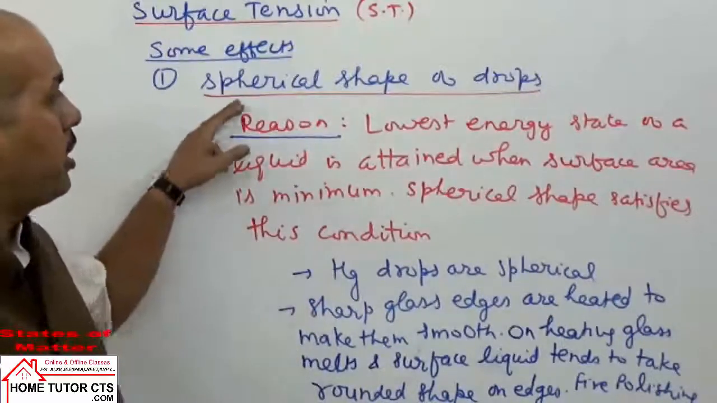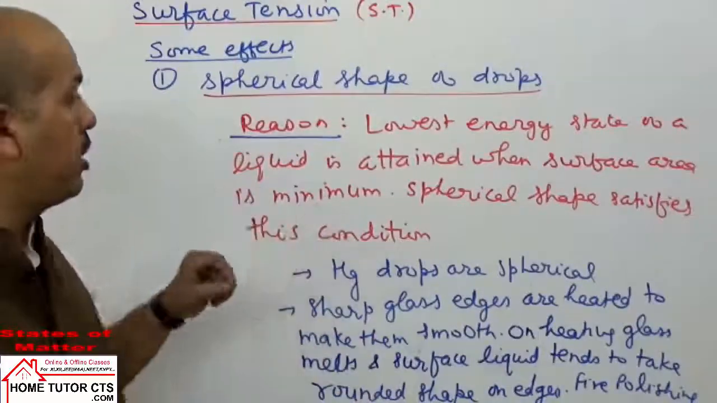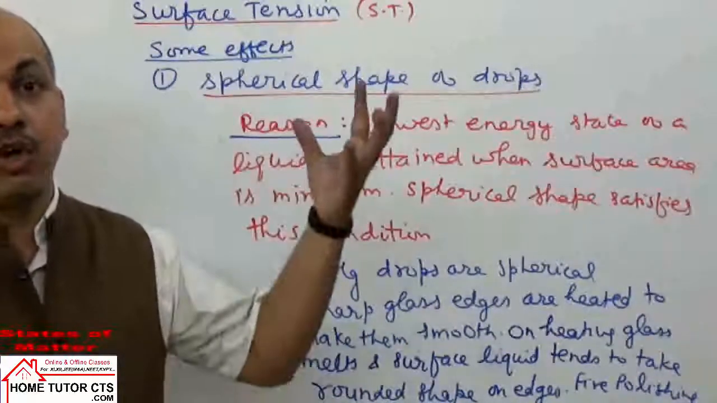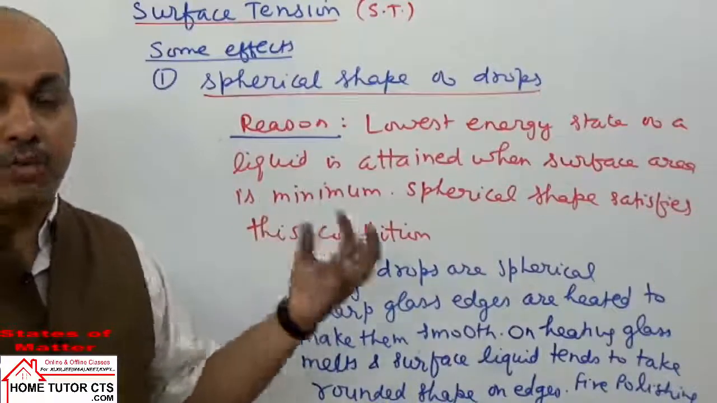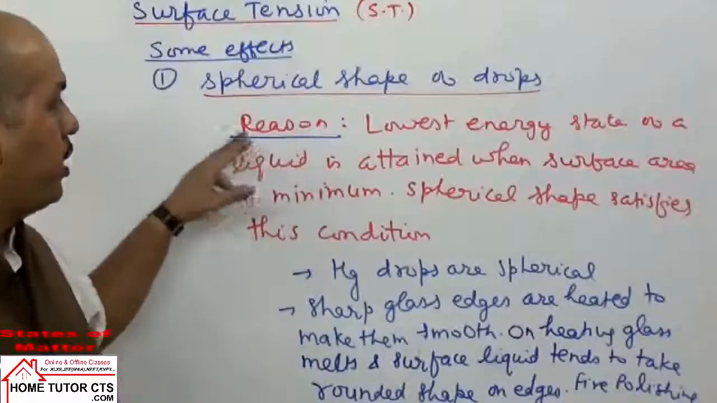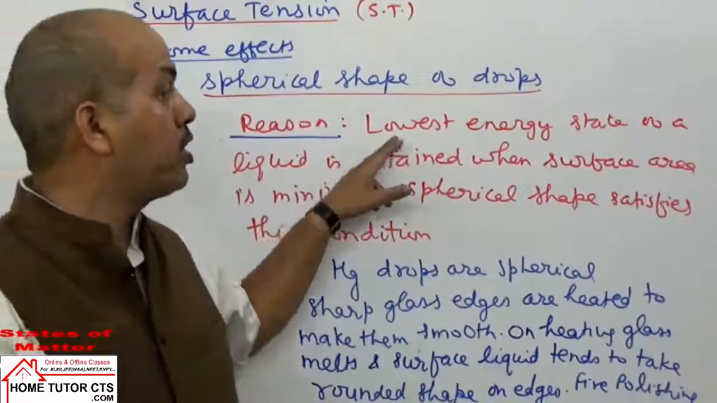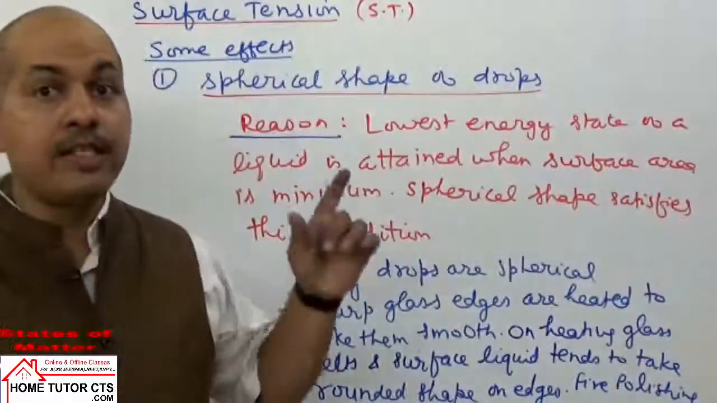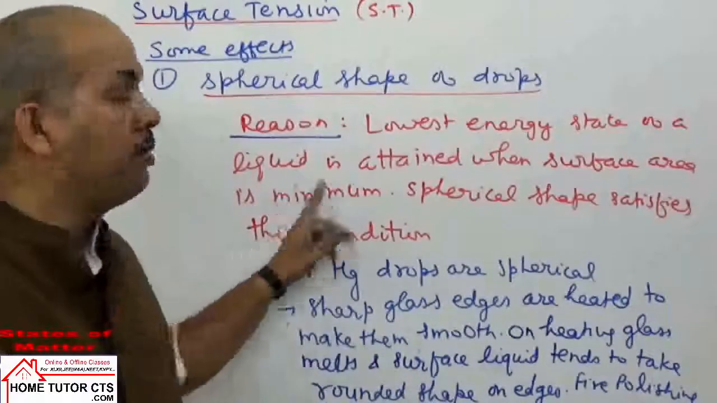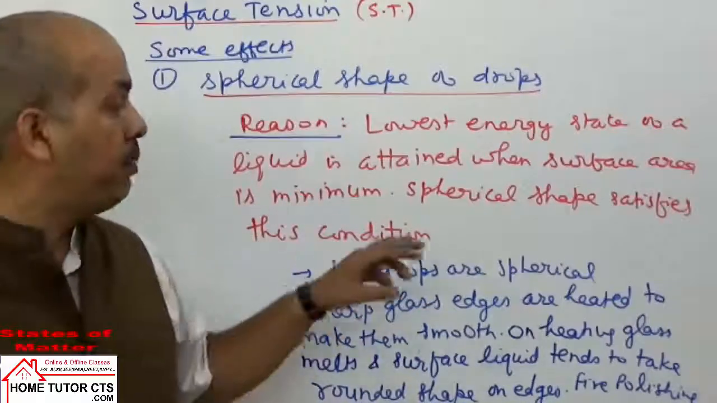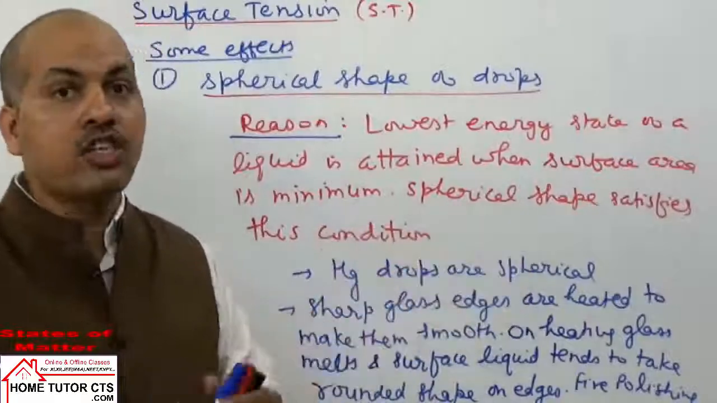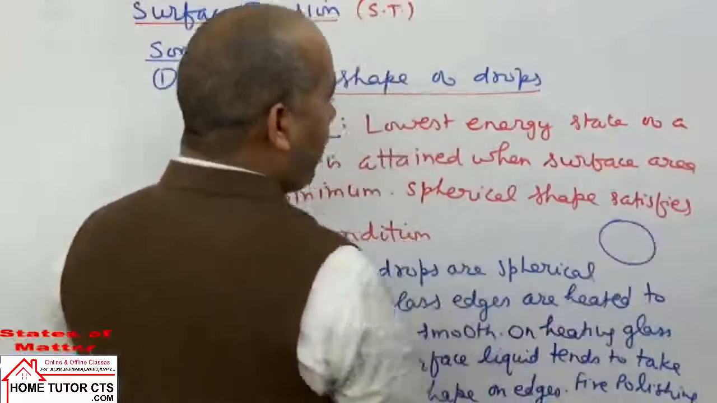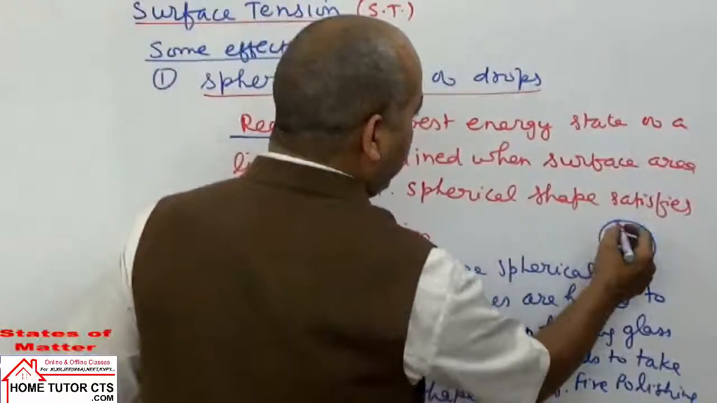So first we take the spherical shape of drops of liquids. Why is it so? You can get a question in the examination: why are rain drops spherical, why are mercury drops spherical? So here is the reason. See, the lowest energy state of a liquid is attained when the surface area is minimum. And the spherical shape satisfies this condition. This can be taken as one droplet, so we have an inward pull into the interior.